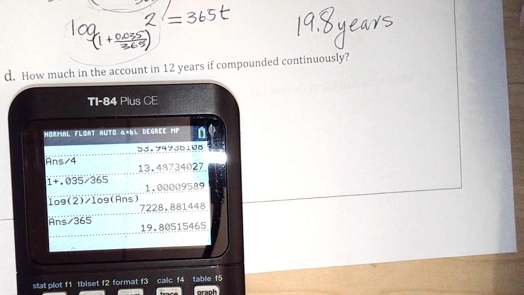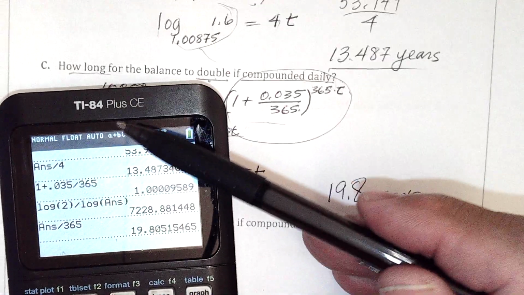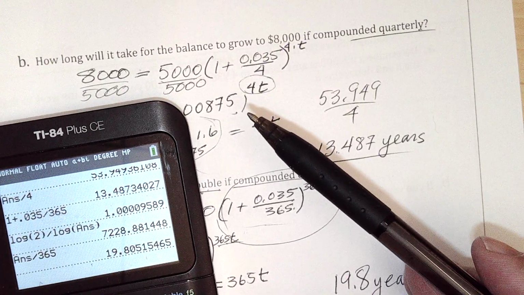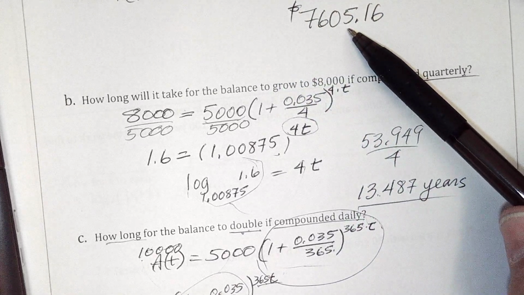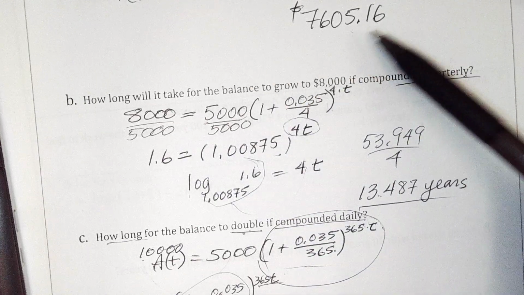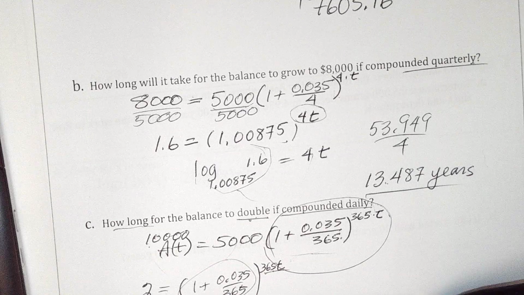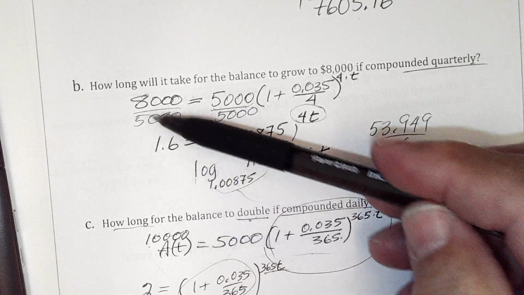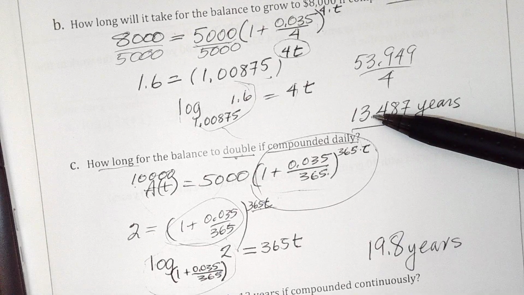So it took 13 years to go from 5,000 to 8,000 up here, and we were only compounding quarterly. In 12 years, it got almost to 8,000. 8,000 took a little bit longer, 12, 13, but to get to 10,000, it should take longer than this, which this is. 19 is longer than the 13.